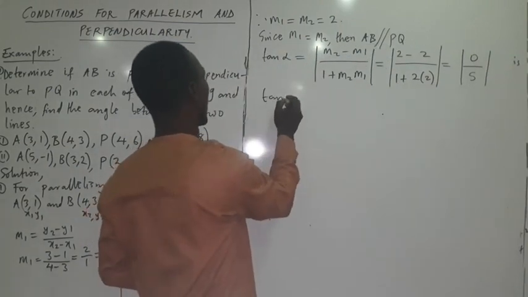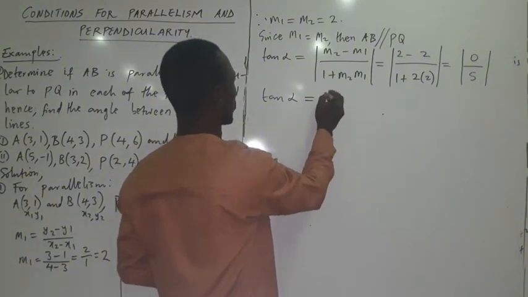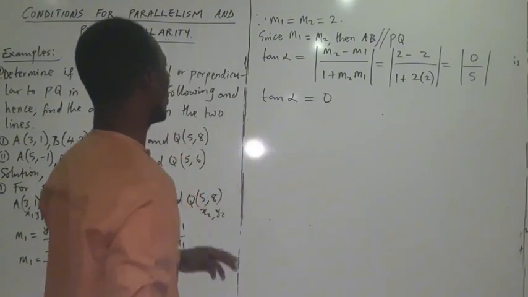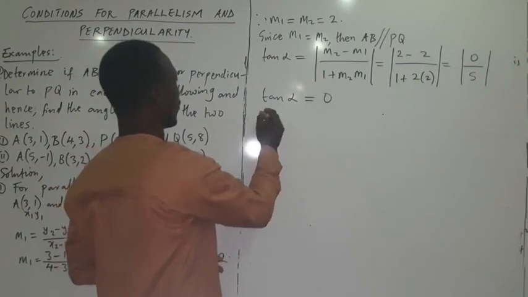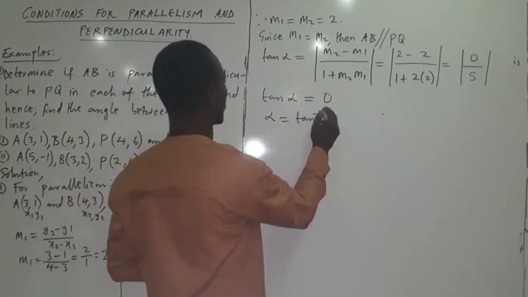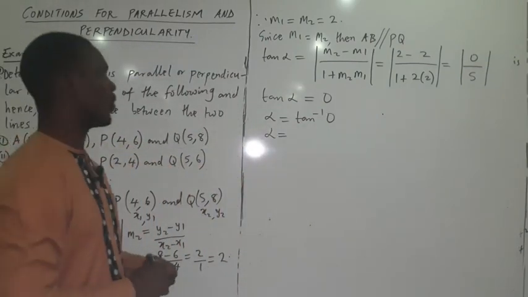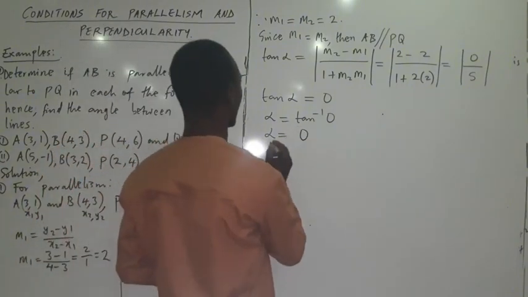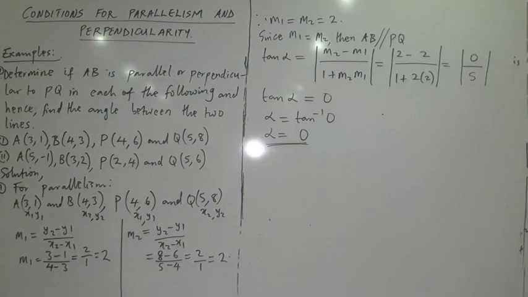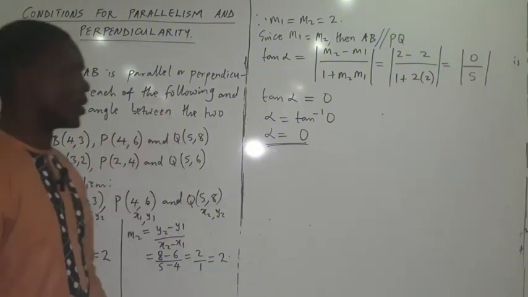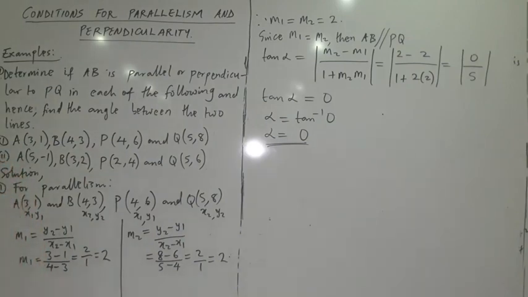Then we have tan alpha equals 0, which means the angle between them is 0. Therefore, alpha will be tan inverse of 0, and tan inverse of 0 is 0. So it means the angle between them is 0. That is it for the first part of the question, where we determined the parallelism or perpendicularity, and then the angle between the two lines. So let's move to the next question.